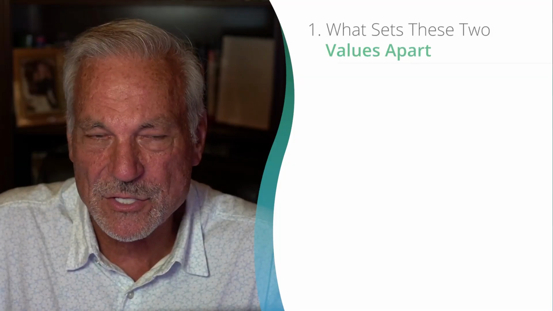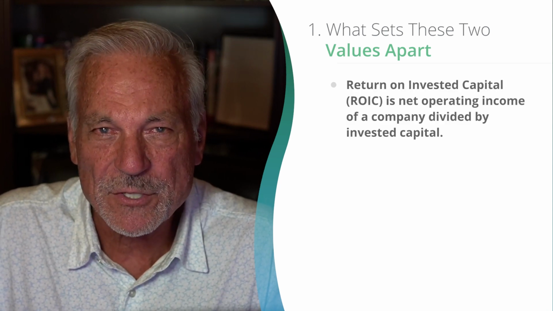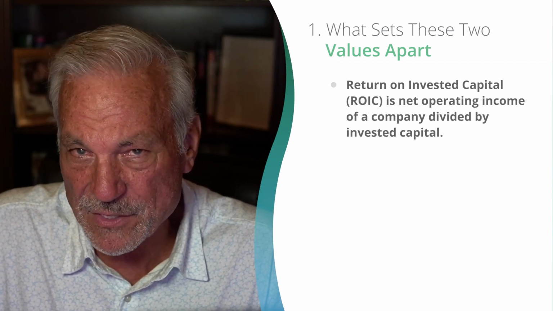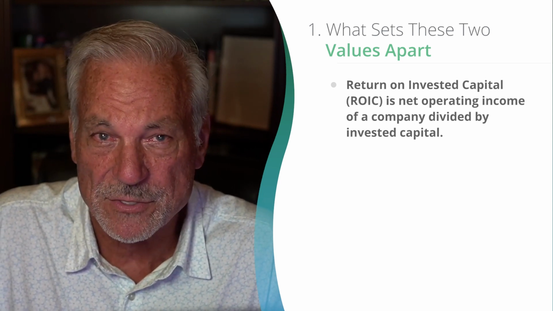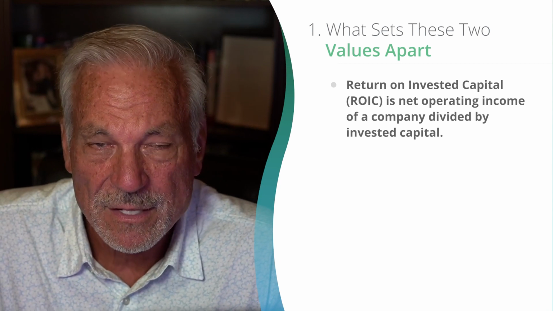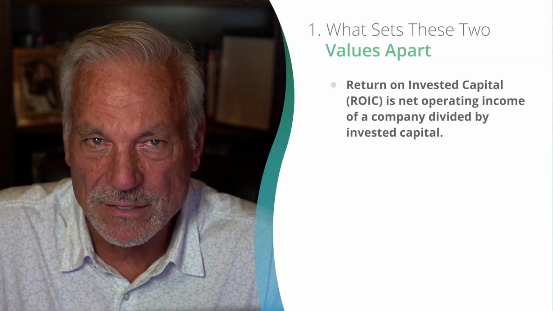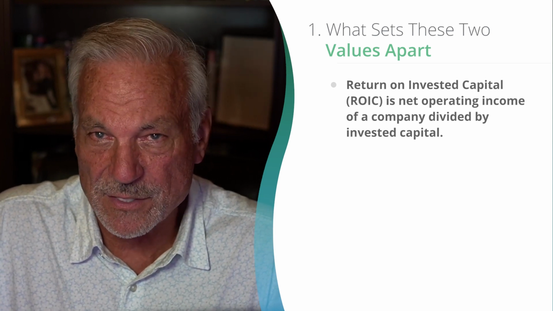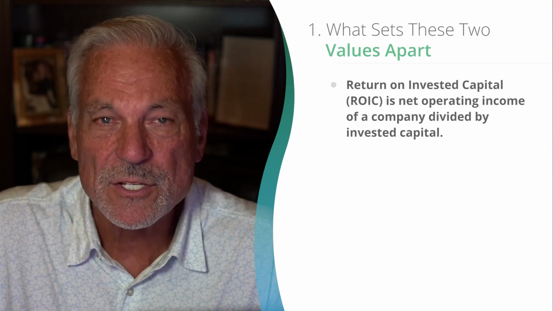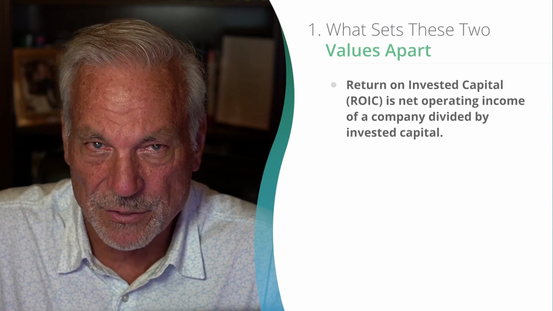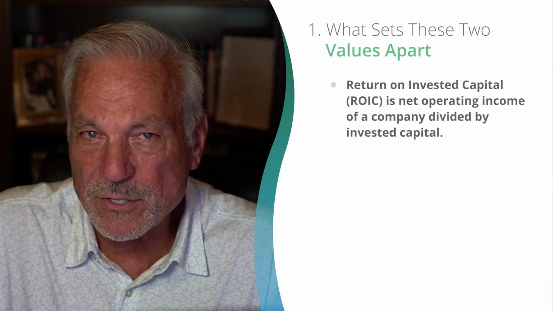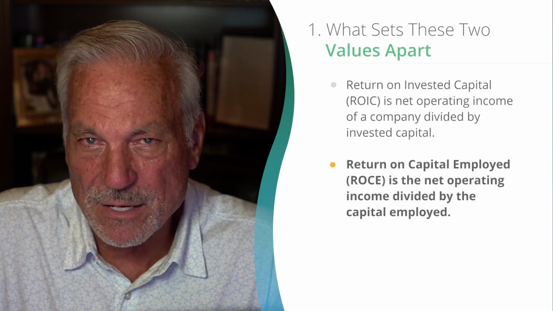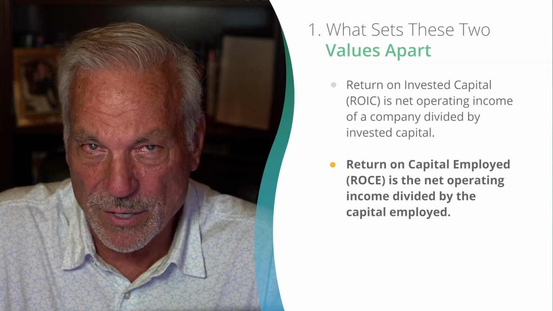Now, what sets these two values apart? Return on invested capital is net operating income of a company divided by invested capital, all right? It basically measures the returns that the company is earning from the capital that they've invested in the company. So this shows investors like us how efficiently the company is using funds from us investors to generate income for the business. Now, return on capital employed, ROCE, is the net operating income divided by the capital employed.